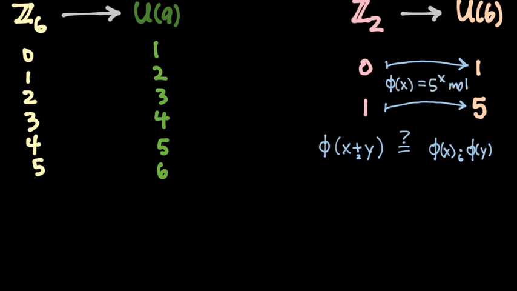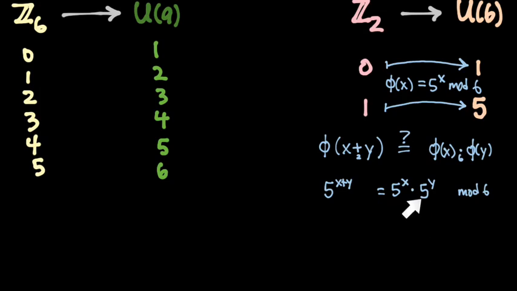Because if we unpack what this equation would be telling me for this function, on the one hand, if I take x plus y first, and then I apply this function to it, I'm going to get 5 to the x plus y, mod 6. I'm going to put my mod 6 out here at the end. On the other hand, if I did phi of x first, followed by phi of y, and then I combine them together with the operation in my group, I would get that.